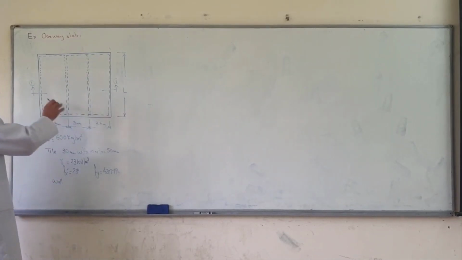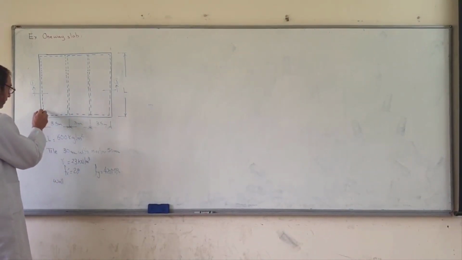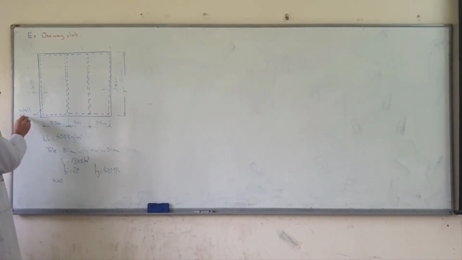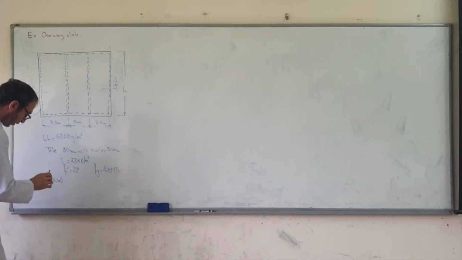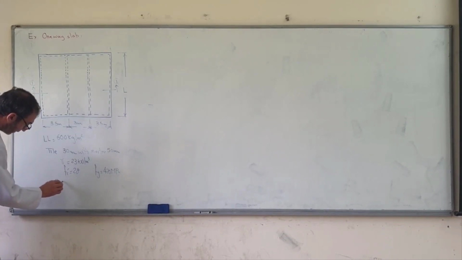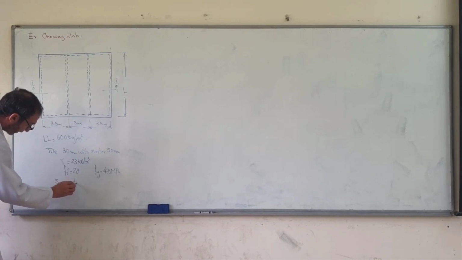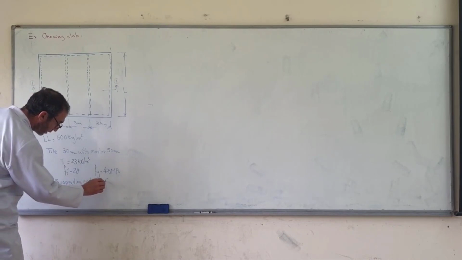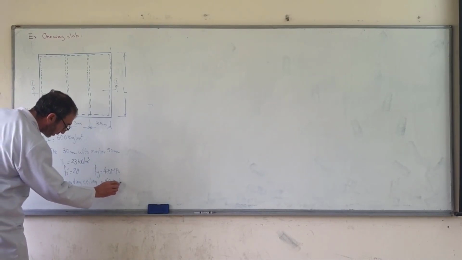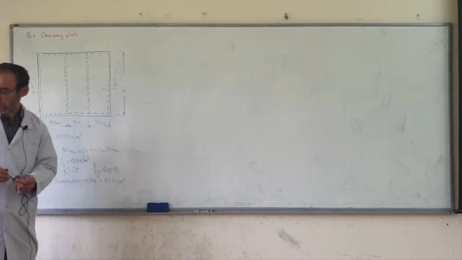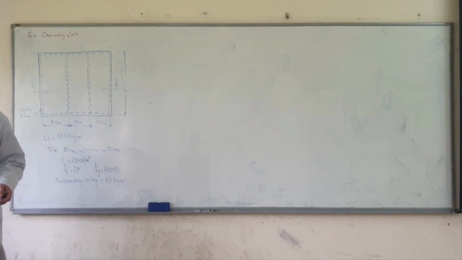The slab is supported by walls. These are walls, thickness 0.2 meter. Also supported is the suspended ceiling, which has 16 kilogram per meter square or 0.16 kilonewton per meter square. This information is given.